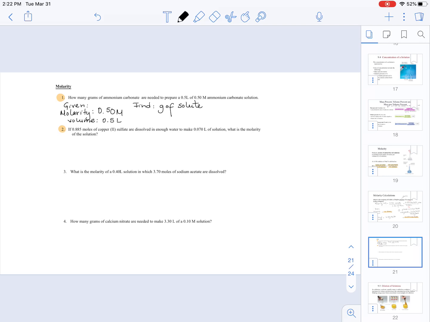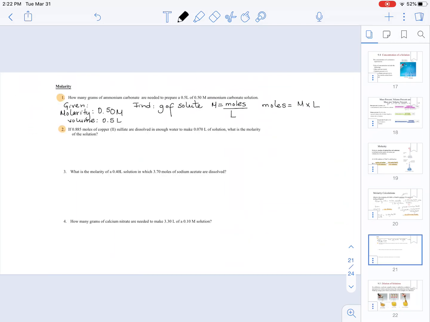Remember that the equation for molarity states that molarity equals moles of solute, which I'm just going to write as the word moles, divided by liters of the solution. If I'm trying to find grams of solute using this equation, then I need to rearrange it to express the moles of the solute, which means that the moles of the solute equal the molarity of my solution multiplied by the volume in liters. That's the first operation that we're going to do. We multiply 0.50 molar by 0.5 liters, and when we multiply those two numbers, we get a value of 0.25 moles.